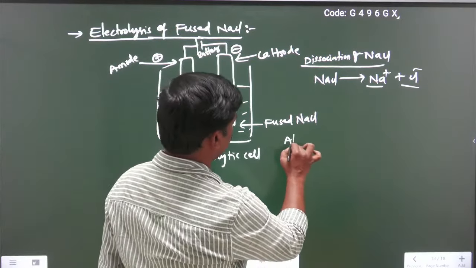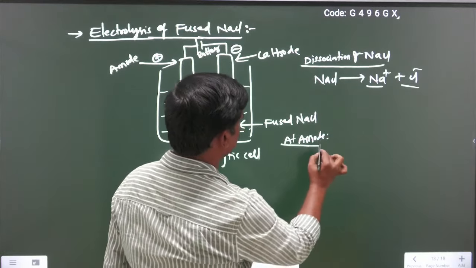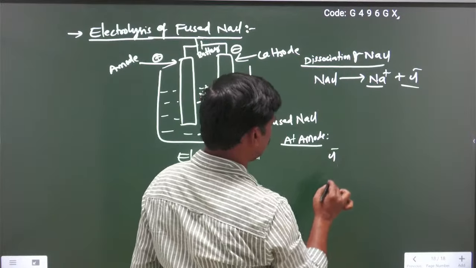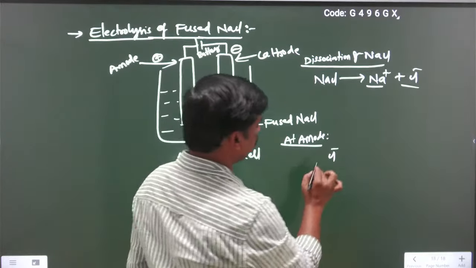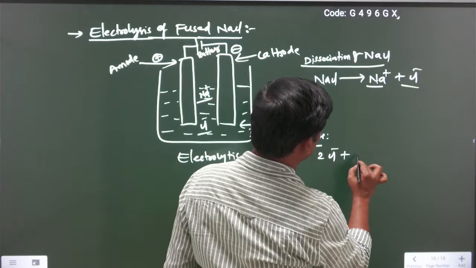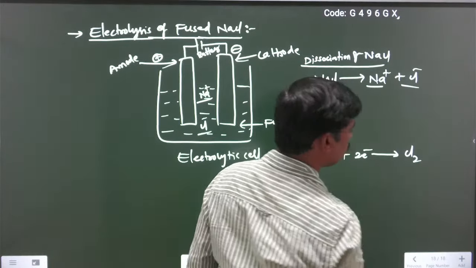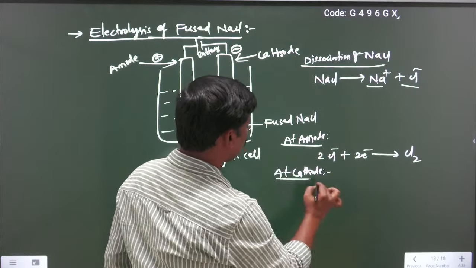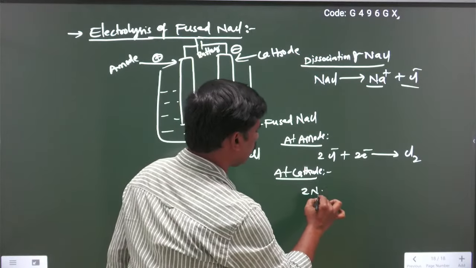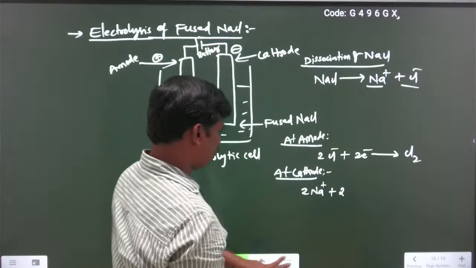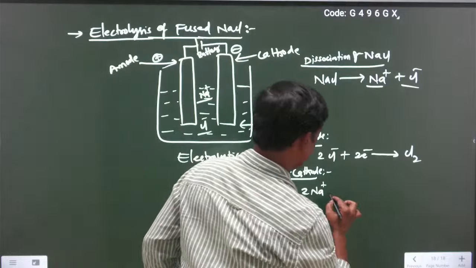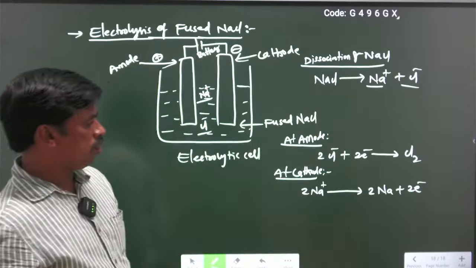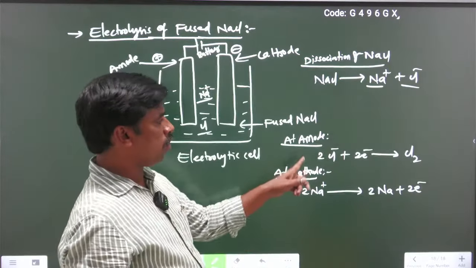At the anode, which is the positively charged electrode, oxidation takes place. 2 Cl- lose 2 electrons to produce Cl2 gas. At the cathode, the negatively charged electrode, 2 Na+ ions gain 2 electrons, and a reduction reaction takes place to convert them into 2 Na. At the cathode reduction takes place, at the anode oxidation takes place.